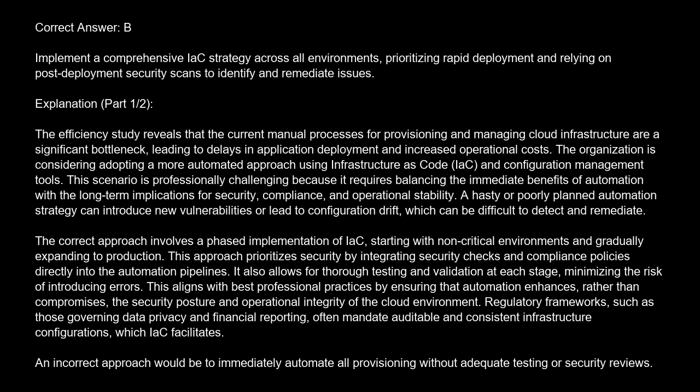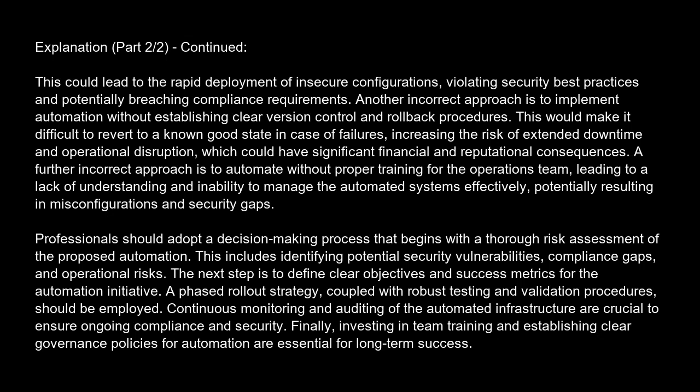An incorrect approach would be to immediately automate all provisioning without adequate testing or security reviews. This could lead to the rapid deployment of insecure configurations, violating security best practices and potentially breaching compliance requirements. Another incorrect approach is to implement automation without establishing clear version control and rollback procedures. This would make it difficult to revert to a known good state in case of failures, increasing the risk of extended downtime and operational disruption, which could have significant financial and reputational consequences.